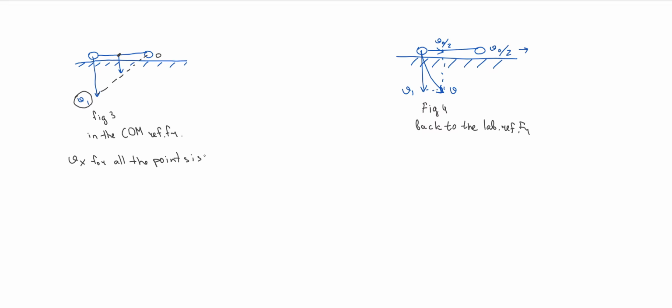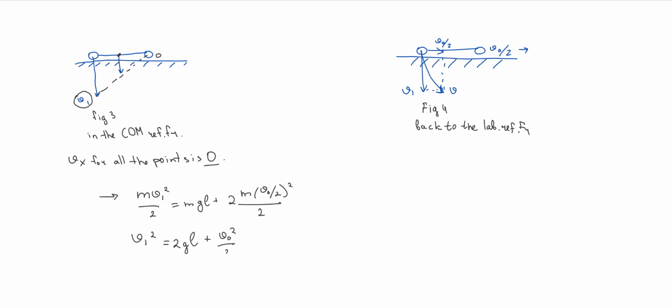Thus, the law of conservation of energy in this introduced reference frame that is connected to the center of mass can be written as m V1 squared divided by 2 is equal to mgL plus 2 times m (half of V0) squared divided by 2. From this equation, we get that V1 squared is equal to 2gL plus V0 squared divided by 2.